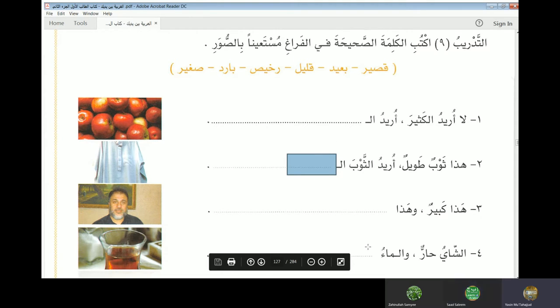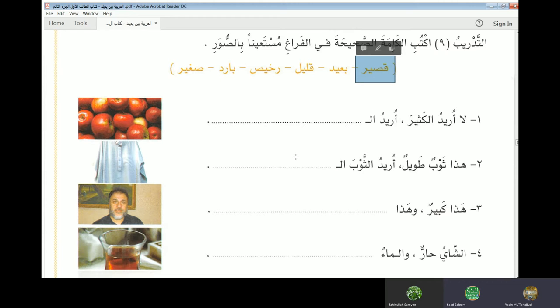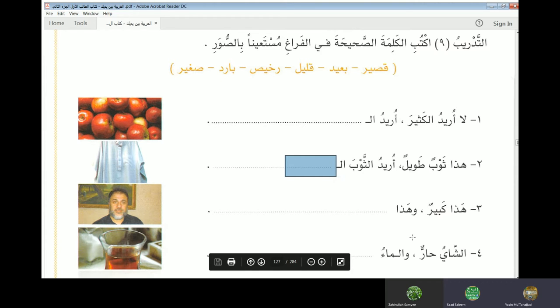Hadha thawbun thawilun. Uridu thawb. I know this one is short. Or would it be saghir? Qasir. Qasir is short. This thawb is long. I want thawb short. Hadha kabirun wa hadha saghir.